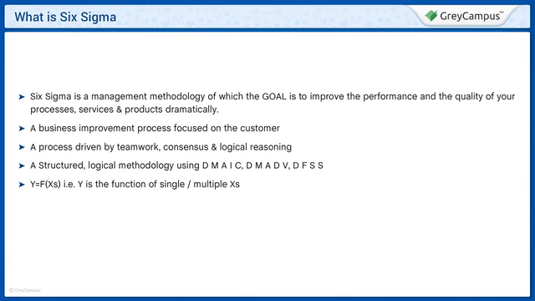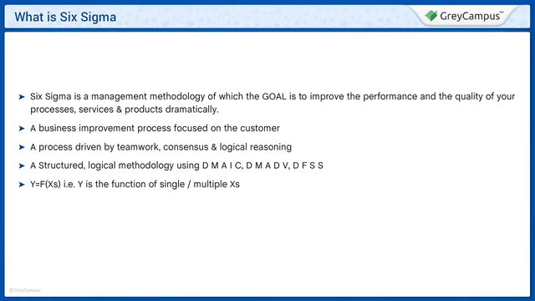Y equals f(x). This equation represents the mechanism and approach of Six Sigma. It is a core Six Sigma formula. Typically, Y is referred to as the output, X as input, and the process that produces the output is referred to as f(x). It is read as Y is a function of single or multiple X's. At this stage, please remember that measuring X's and Y's is not an end in itself.